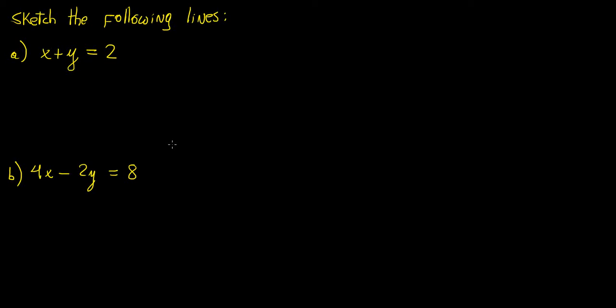Alright, in the previous video we saw how we could sketch straight lines on the Cartesian plane simply by finding the y-intercept and the x-intercept of the line. We also saw how we could do that by simply looking at the equation of the line and then selecting the values accordingly. That would give us those intercepts. Now in this video we're going to do some exercises of sketching those straight lines based on the equations.